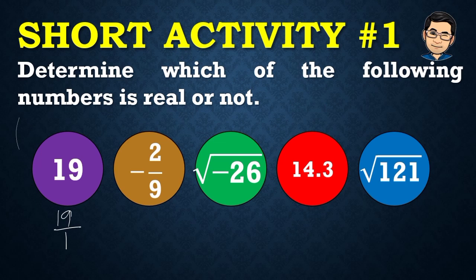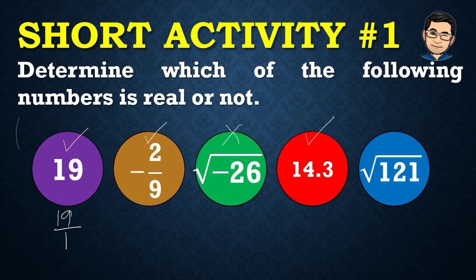So lagyan natin ng check para hindi kayo malito. So 19, correct. Negative 2 over 9, correct. Next, the square root of negative 26. Is it real or not? The answer is not, basically because we cannot extract the square root of a negative number. What about 14.3? Yes, this is a real number. Decimal numbers are real numbers.